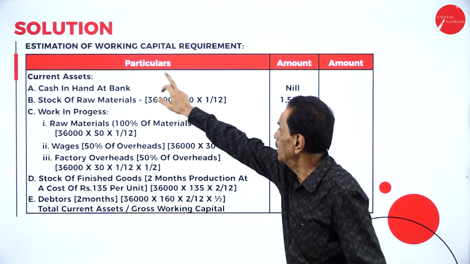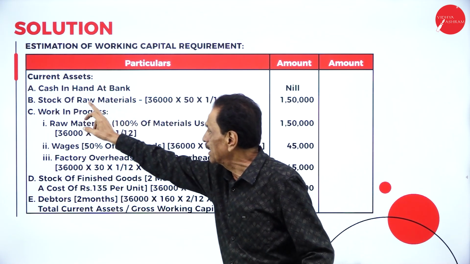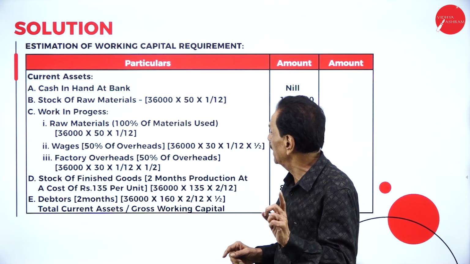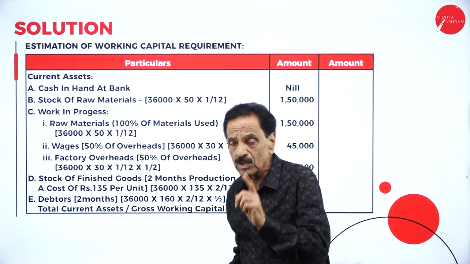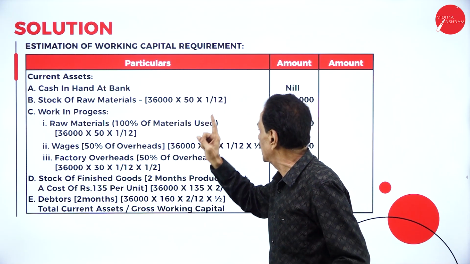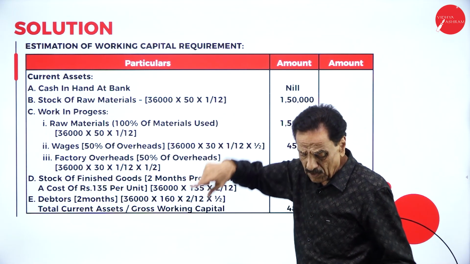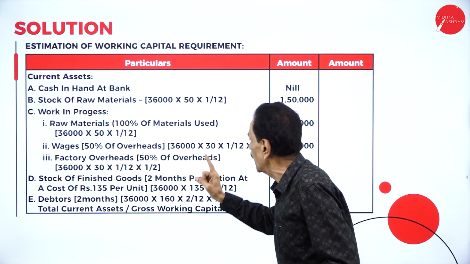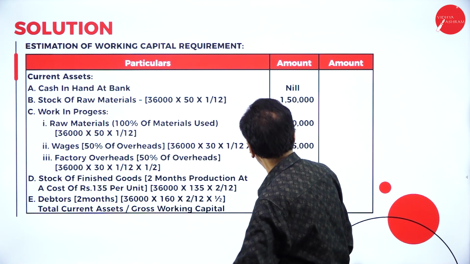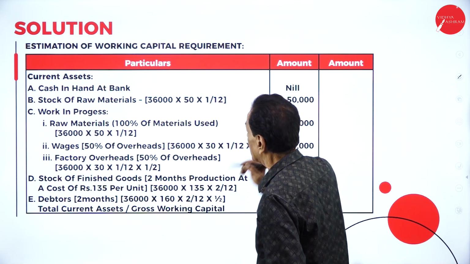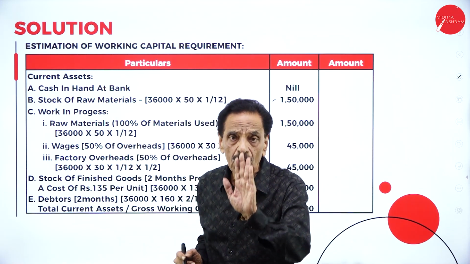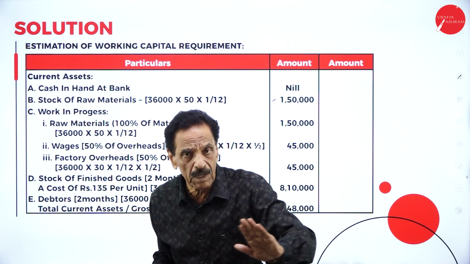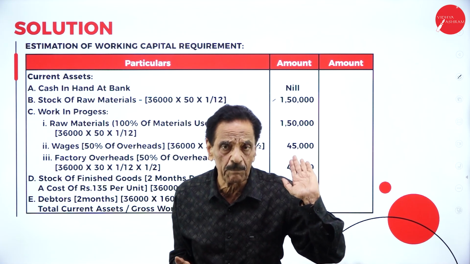So, estimation of working capital requirement. Current assets: cash at bank is not given. Stock of raw materials 1 month. What is the production? 36,000 divided by 12 into 1 month into cost price. How will it be? 36,000 divided by 12 into 1 month into 50. It works out 1,50,000. Work in progress, always you have to take raw material 100%, labor 50%, factory overhead 50%.